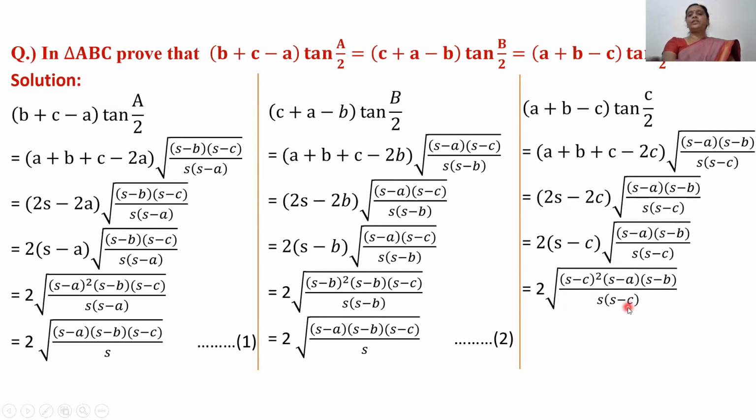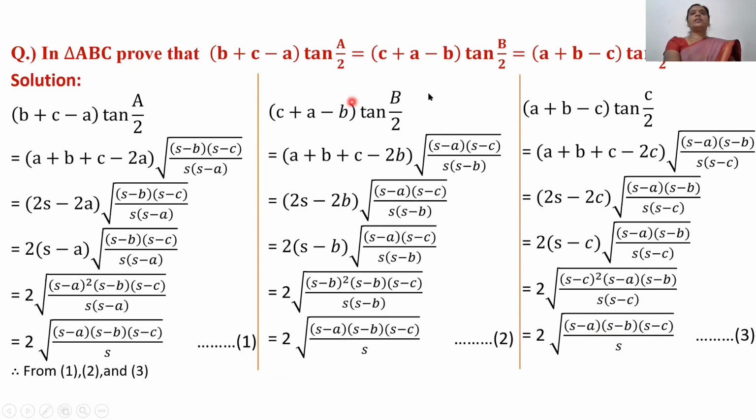Now one of the S minus C gets cancelled with this S minus C, and what remains? This is equal to under root S minus A, S minus B, S minus C divided by S. Treat this as equation 3 and compare equations 1, 2 and 3. All these are equal. Therefore, you write down from 1, 2 and 3: B plus C minus A into tan A by 2 is equal to, in the bracket, C plus A minus B into tan B by 2 is equal to, in the bracket, A plus B minus C into tan C by 2. In this way, to prove this equation, you have only used the half angle formula.